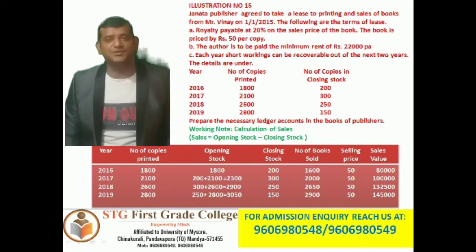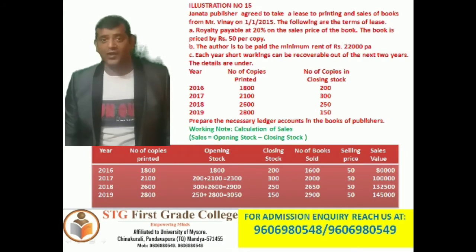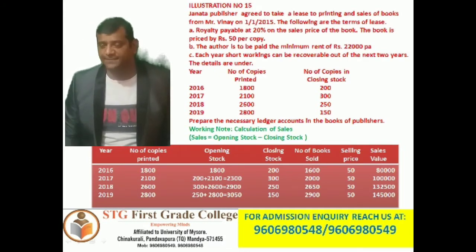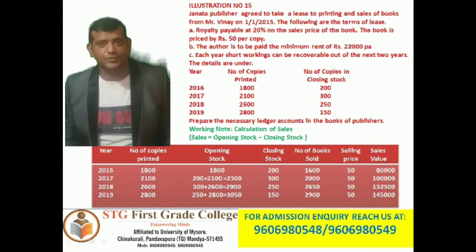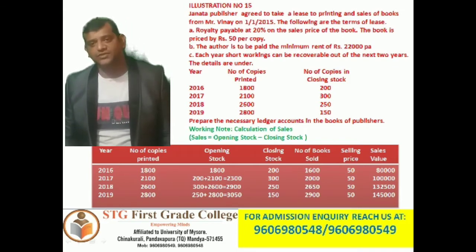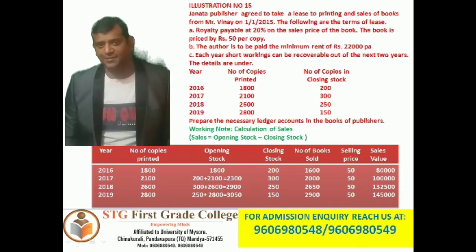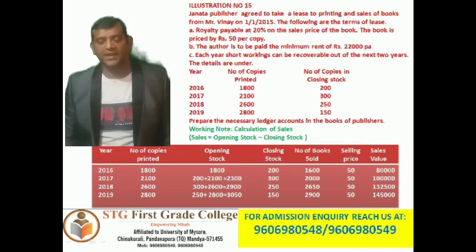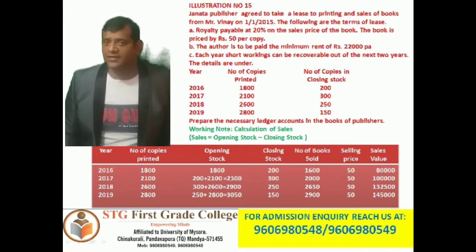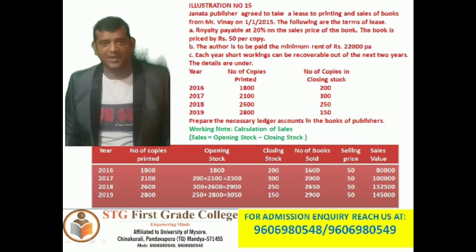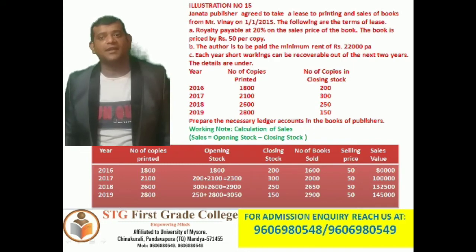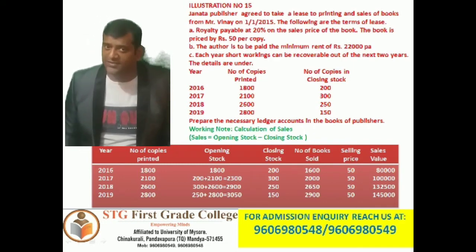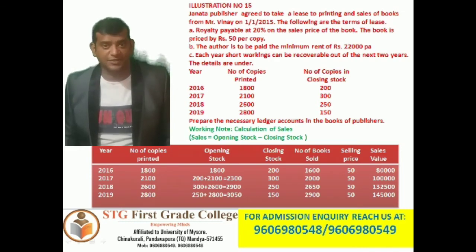Vinai on 1/1/2015. The following are the terms of the lease. Point number 1, royalty payable at 20% on the sales price of the books. The books are priced at rupees 50 per copy. Point number 2, the author is to be paid the minimum rent of rupees 22,000 per annum. Point 3, each year's short working can be recovered out of the next 2 years. The details are as under.